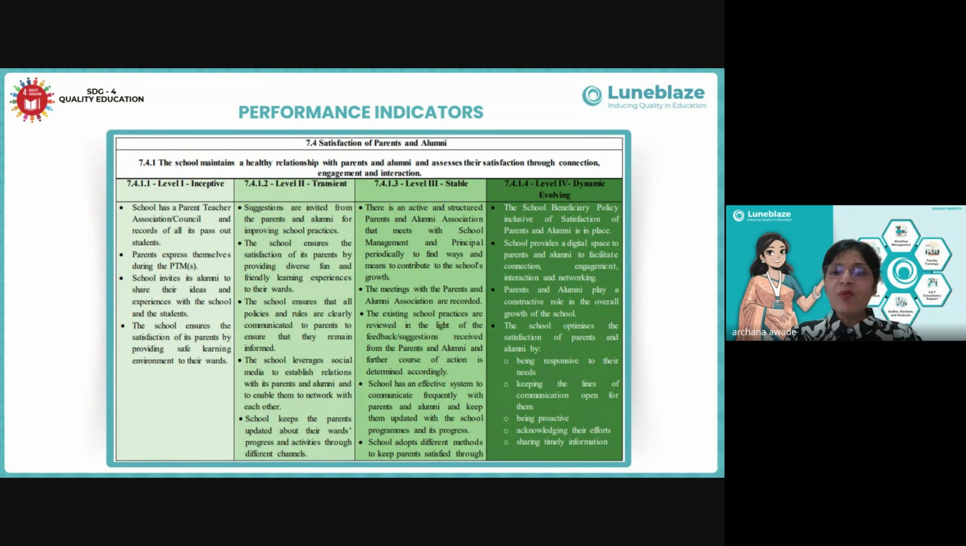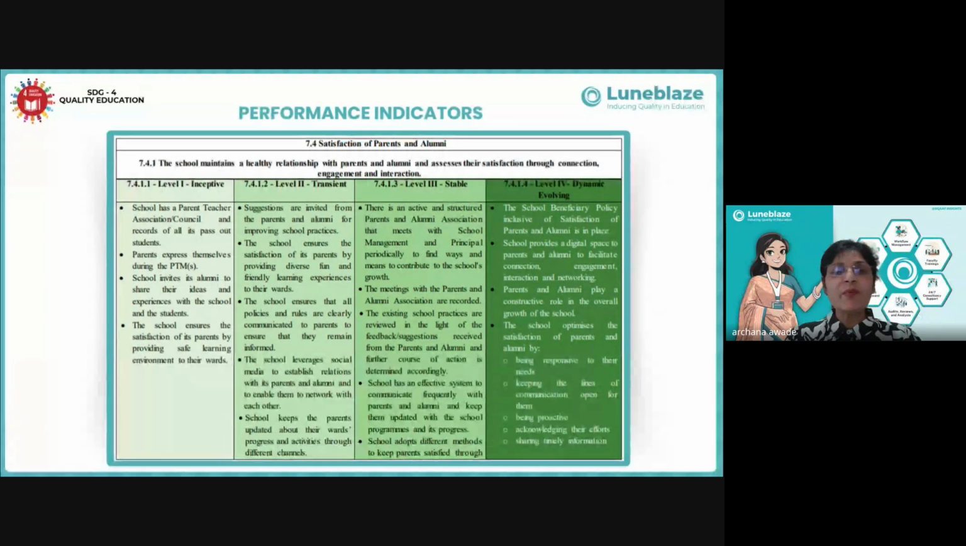Now this slide is talking about the performance indicators for parent and alumni satisfaction. For students, community, principals, and management, for all these subdomains, there are different performance indicators specified by the SQAAF framework. If you look at the SQAAF handbook, you will find these performance indicators. These are the standard statements, or the look-fors, for every subdomain of the beneficiary satisfaction domain.